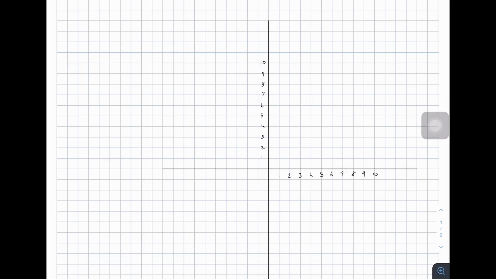A linear equation is an equation with two variables that gives a straight line when graphed. The equation for a linear equation is y equals mx plus b. The x and y in this equation represent the x and y coordinates of a point. Let's graph the linear equation y equals x plus 3 so that we can see what m and b are.